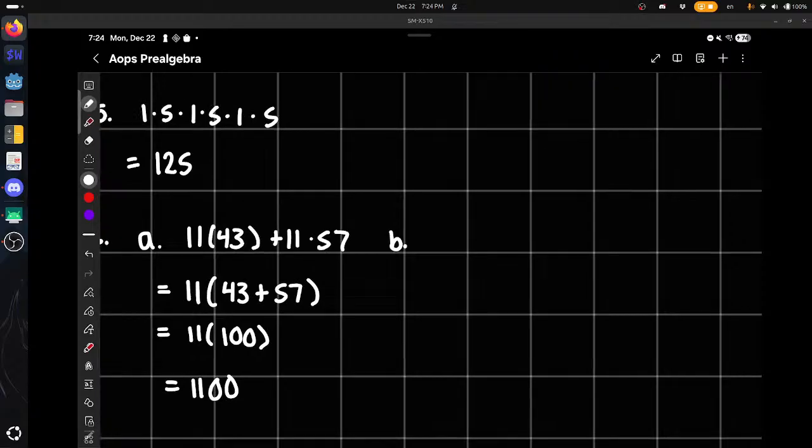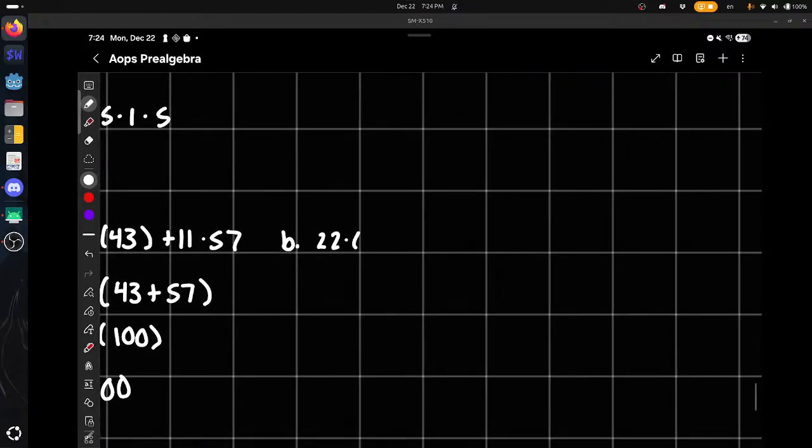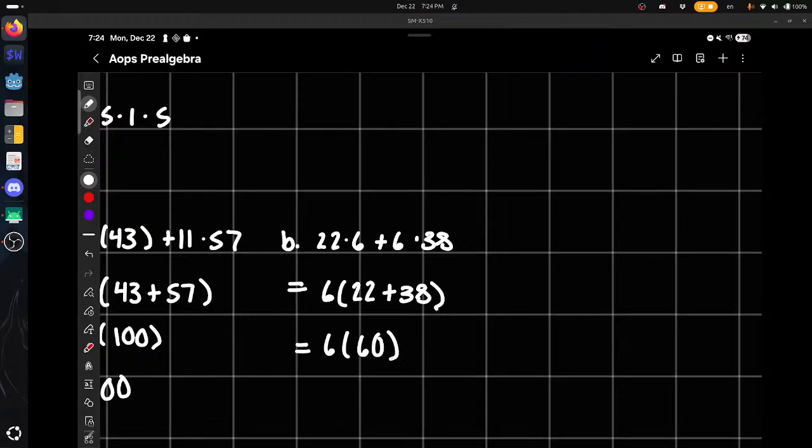And then B, 22, 6 times 22 plus 6 times 38. It's a similar problem. It's in an expanded form. We have a common factor of 6, so we can then do this. 22 plus 38. So now we're left with 60, right? Yeah, that looks right. And then that is 360.